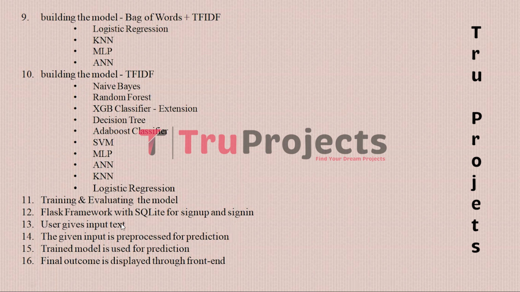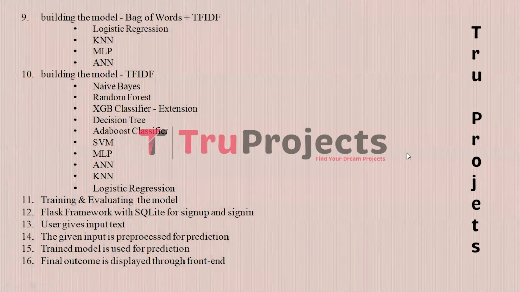Later, users provide English text input which is then preprocessed to prepare it for text classification. The trained models are used to make predictions on the preprocessed user input, and the predictions are displayed through a front-end interface providing users with the results of the text classification task.